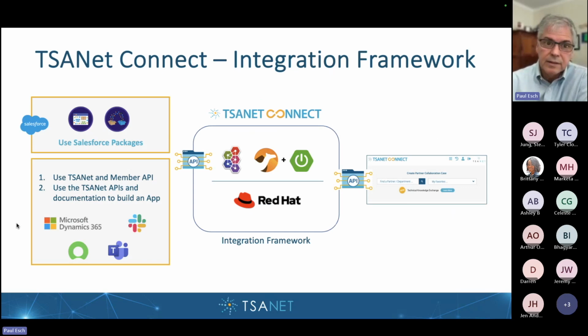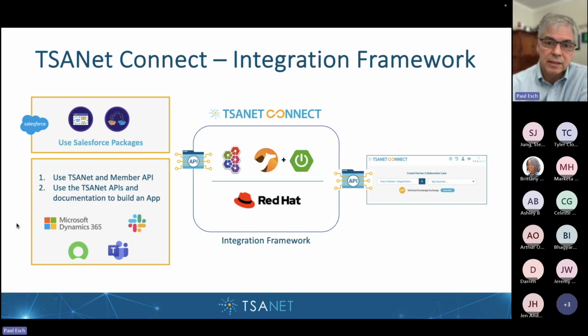And then the last item here, and we just had a webinar on this back in October. If you didn't get a chance to attend that webinar, I encourage you to look for it on our website. We record all of those. This is what TSANet Connect 2.0 is bringing to members, and it's now in beta. So if you have an interest in kicking the tires on it, so to speak, please reach out to me.